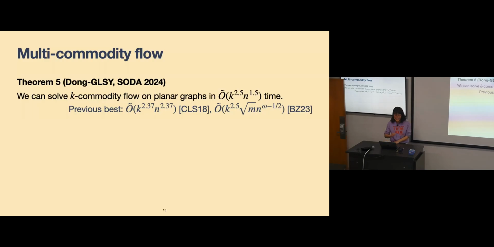And to compare to existing work, there was no work looking at high accuracy k-commodity flow. So basically, we're only comparing against the general purpose linear program solver with this n to the 2.7 exponent. But around the same time, Jan van den Brand also worked on k-commodity flow for general graphs, and they have this runtime, which is good, but for planar graphs specifically, we do better than their runtime.